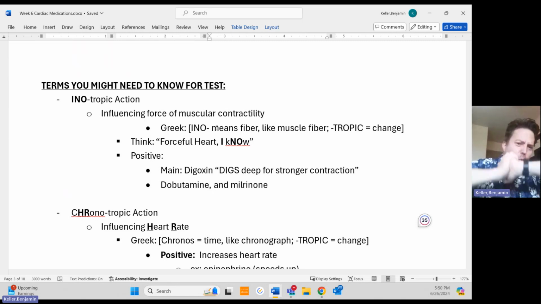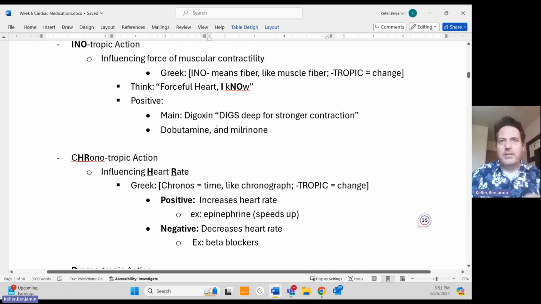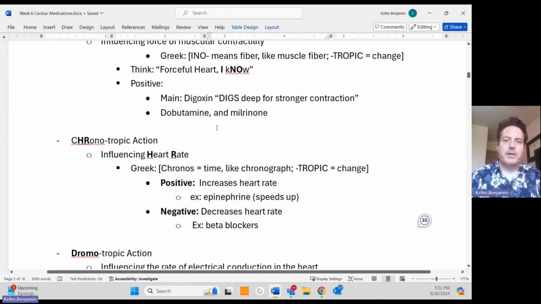And so it's just like you're squirting the water faster and more forcefully so you can get that volume of blood out to increase that cardiac output. And so you might see that in someone who's got congestive heart failure and their heart's floppy and weak. And so we can give digoxin to make it dig deeper. One way to remember it is that digoxin is often called dig or digitalis: it digs deep for a stronger contraction.